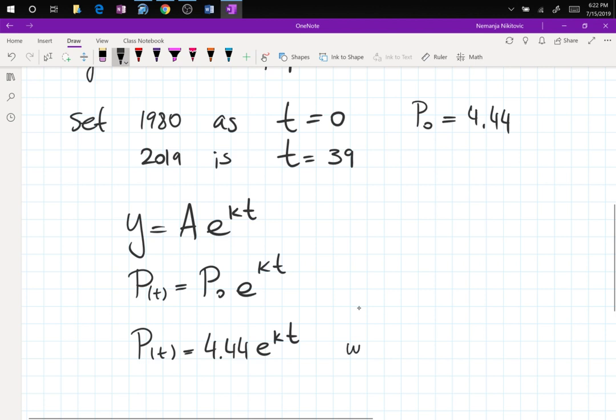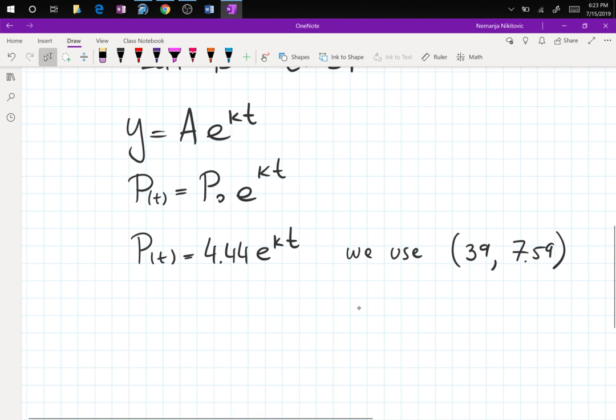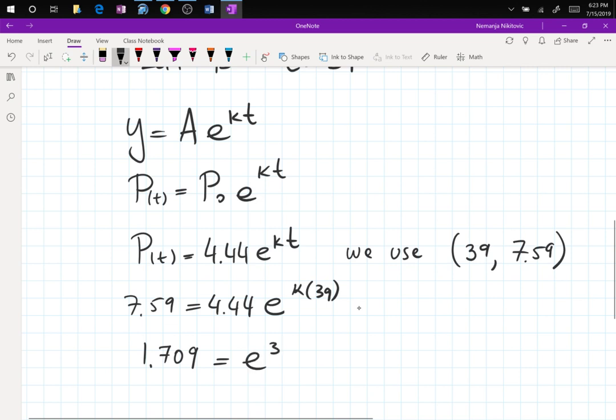And now we use 39, 7.59. So we use 39 to come up with k. Once we have k, we have the model for population. And then pre-calculus is done. So I have that P of t is 7.59 equals 4.44 e to the k times 39. As you can see, the only variable we have here is k, and we can compute k. So to work this out, we will divide 7.59 by 4.44 to get 1.709 equals e to the 39k. We ln both sides to kill off the e.